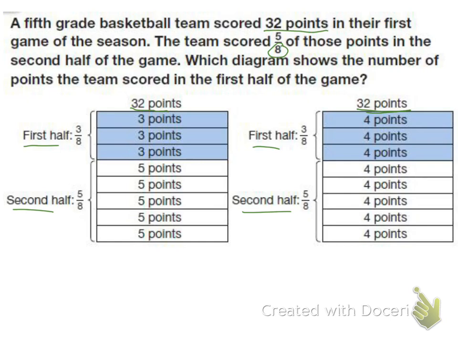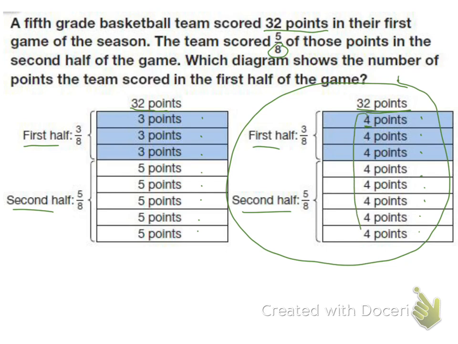So let's look. We've got 1, 2, 3, 4, 5, 6, 7, 8. 1, 2, 3, 4, 5, 6, 7, 8. So both of these are correct. But I need to divide it into even pieces. And 32 divided by 8 equals 4. So this one is the one that shows the correct amount because only this diagram has all of the sections divided into the same amount of points.